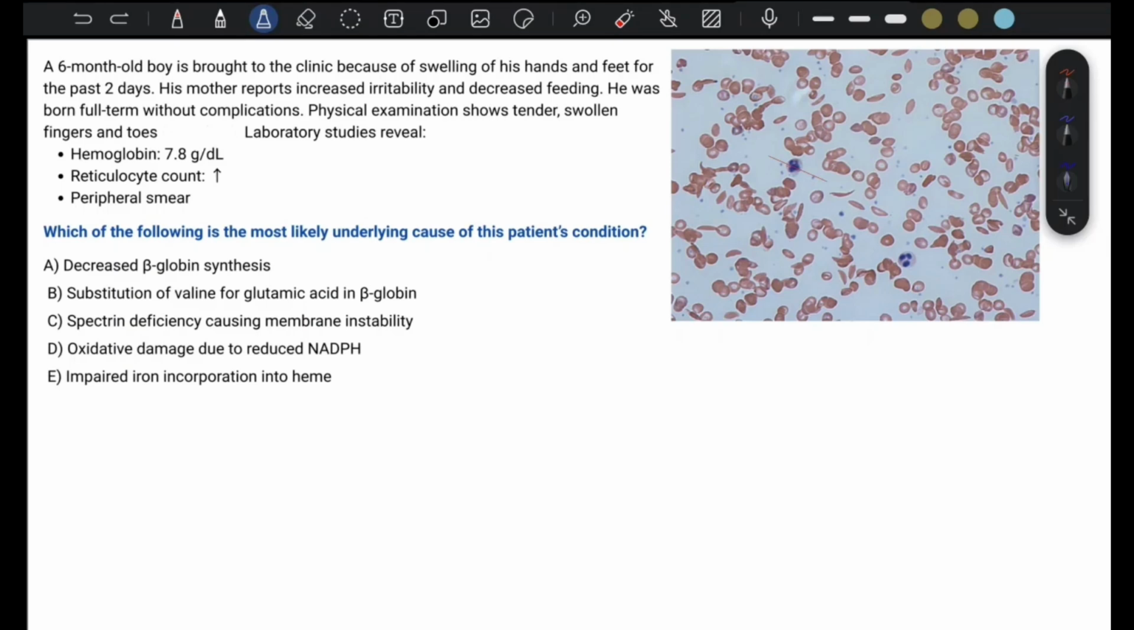Hello guys, let's break down this high yield case here together. So let's just start with the last sentence. Which of the following is the most likely underlying cause of this patient's condition? Nice. Now let's read the case together.